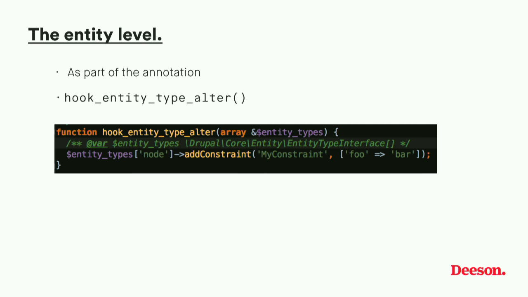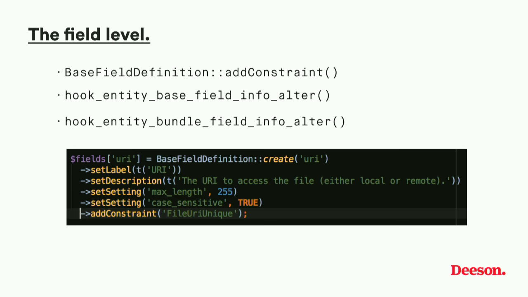You can also alter someone else's entity type. Because, well, if you create them, you can manipulate the annotation. If you didn't create them, you can't. So how do you add it to someone else's entity type? Well, you just can't add constraints. And it's like that for most of the following use cases. Usually, you just can't add constraints. You type in the name of the constraint, and then you add an array of options if they are required.